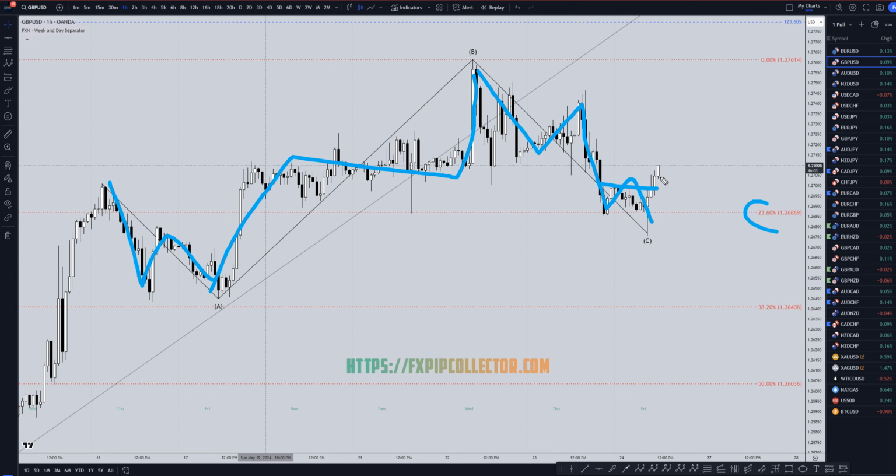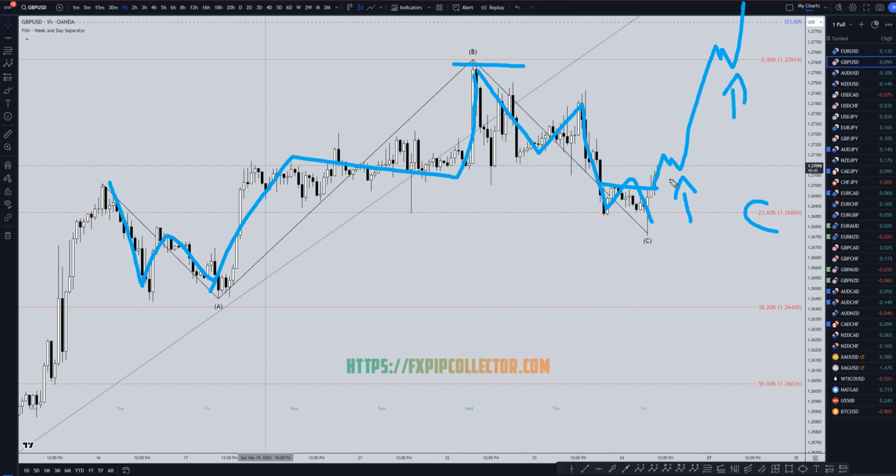If that is the end of a wave C, then it should continue to make higher highs, higher lows. It should go up and break these previous highs and make its way up towards that 161.8 Fibonacci extension level that I was showing on the higher time frames. If this is the case, then I definitely think you need to continue to look for longs at the end of pullbacks on the shorter time frames.